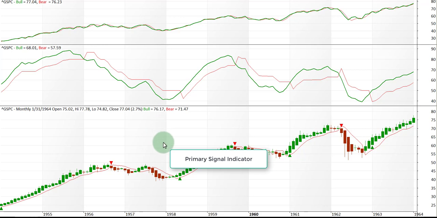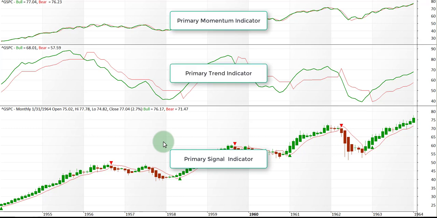The bottom, or third, indicator is the signaling indicator, and as you see, it has red and green triangles. The same thing is true of this. If the market is above the red line, it is bullish. If the market is below the red line, it means it's bearish. The key to understand here is simple: all three must be in line in order for us to take the signal.